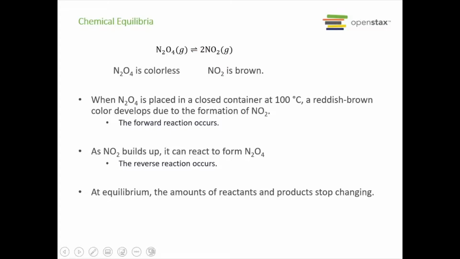Now, once we get enough NO2 built up, you can get them reacting with themselves to form N2O4, and that is the reverse reaction happening. So these two reactions are actually happening at the same time. When we hit equilibrium, the rate of each reaction is the same, and the amount of the reactants and products stop changing, but the reaction is still going.